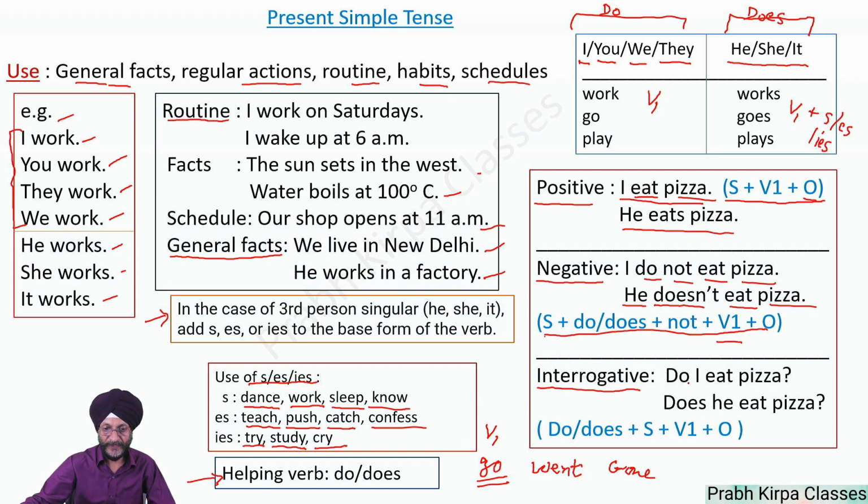In the same way, here the subject is I, so we start the question with do. Do I eat pizza? And please note that in the case of an interrogative sentence, we have to add a question mark at the end of the sentence. In the same way, when we make a question of he eats pizza, we use does. Does he eat pizza?